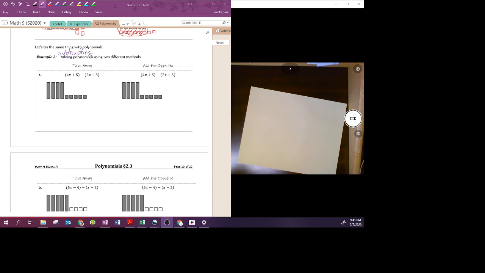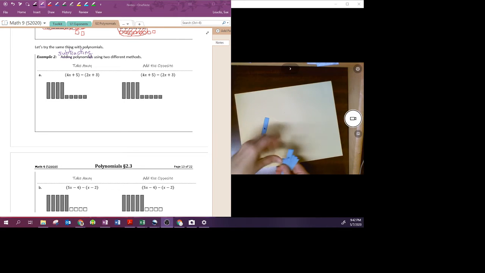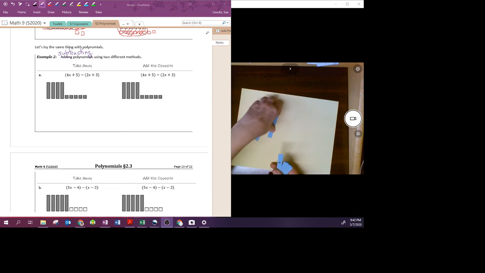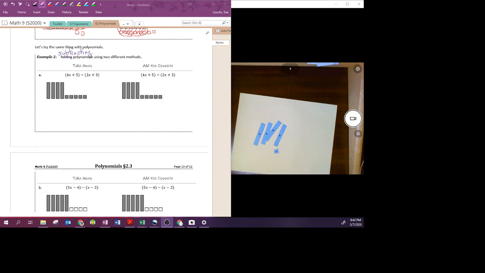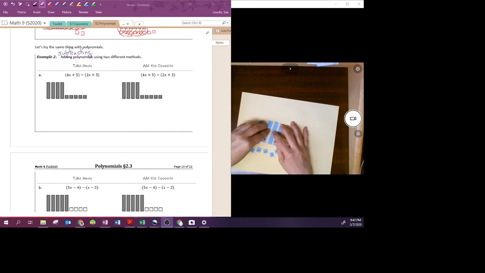so you've got lots of tiles to manipulate, to play around with this at home. Okay, so our first question is 4x plus 5. So I have 1, 2, 3, 4 x's plus 5. So I have 1, 2, 3, 4, 5. Okay, and I want to take away, so I'm taking away what's in the brackets, right?